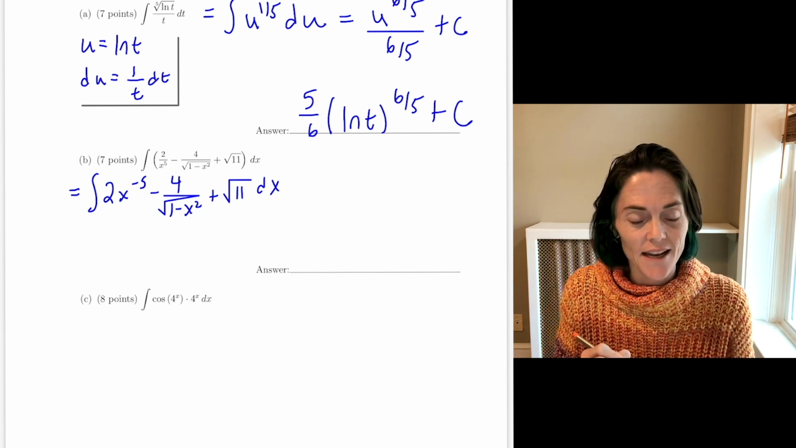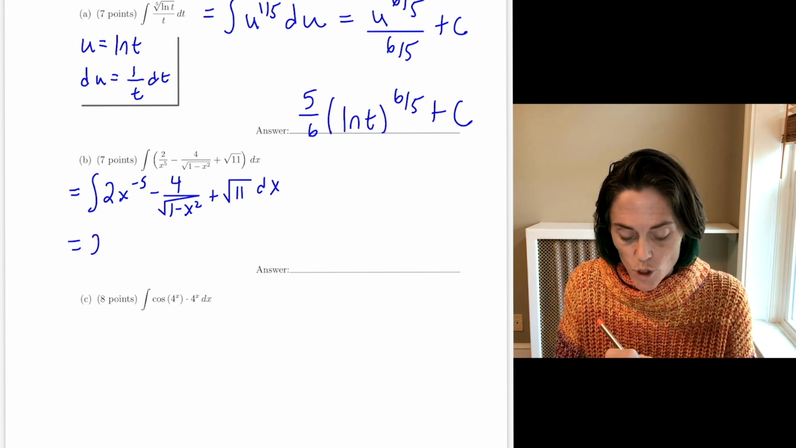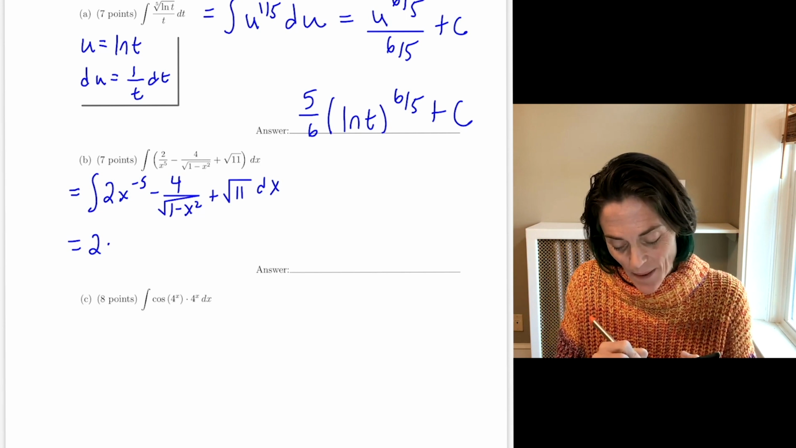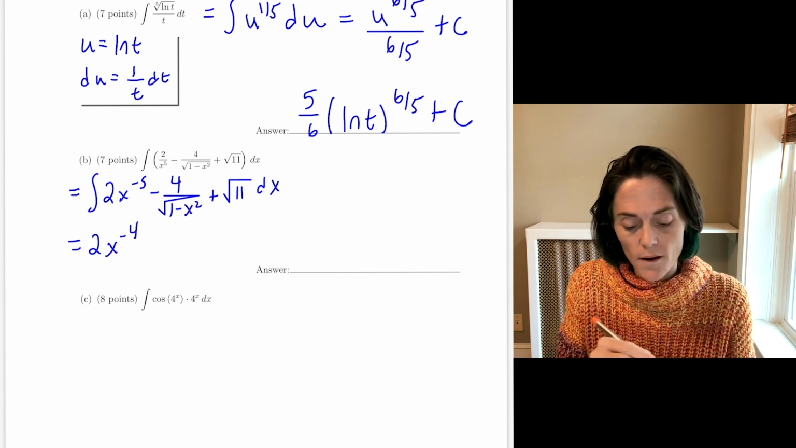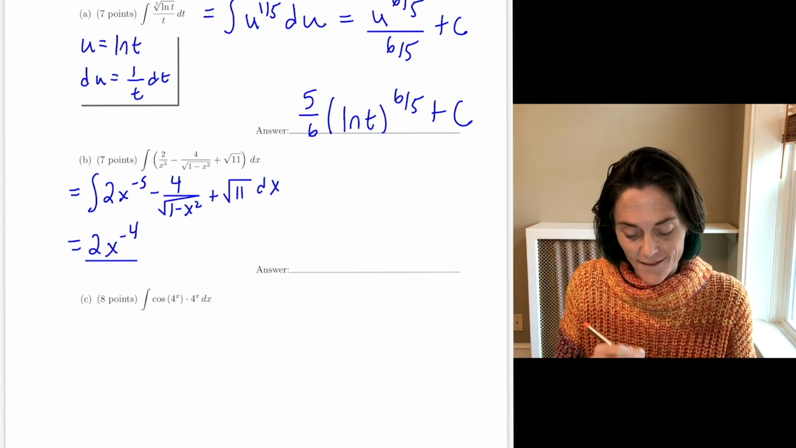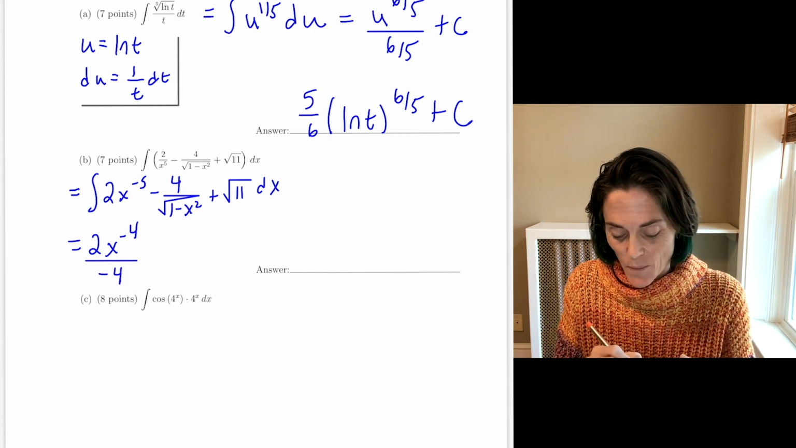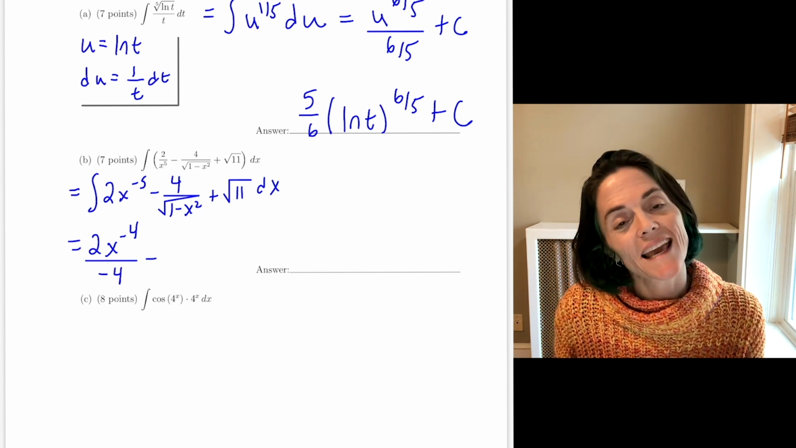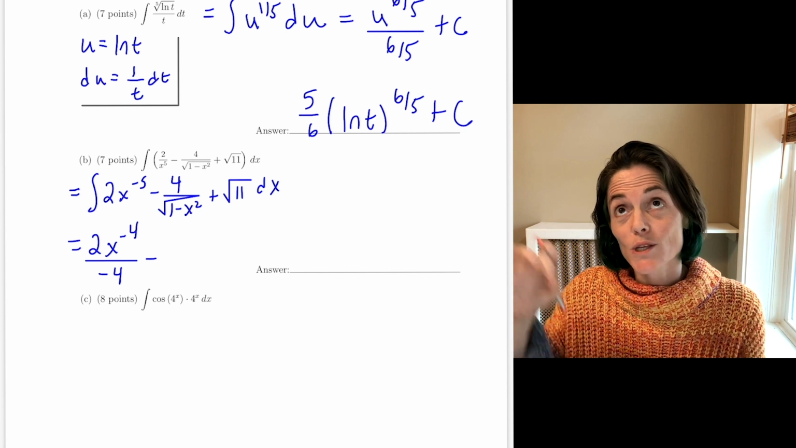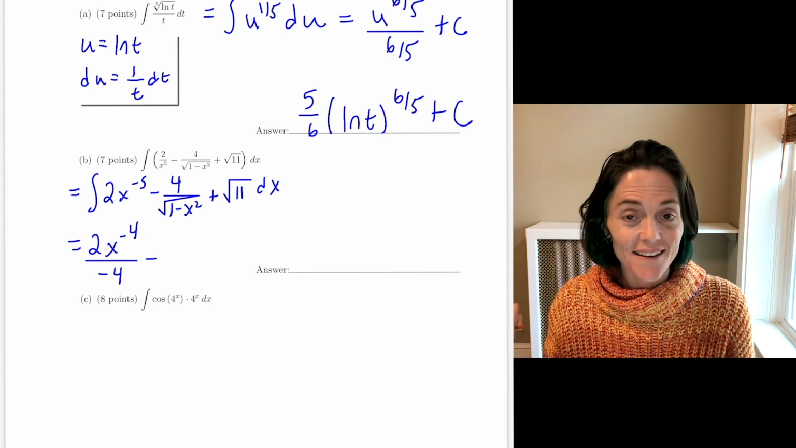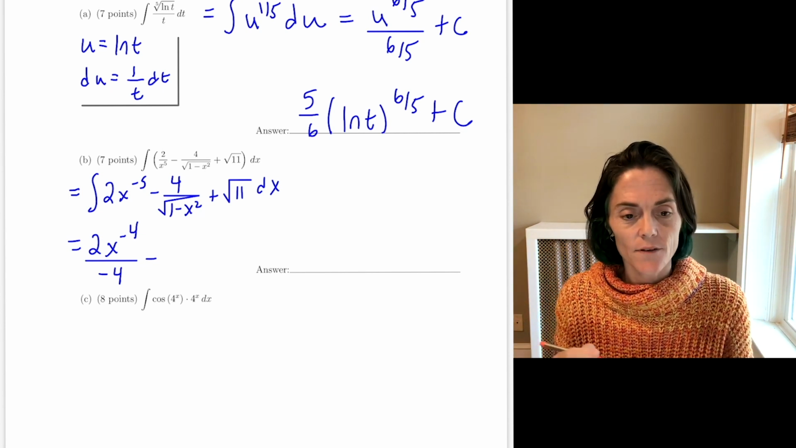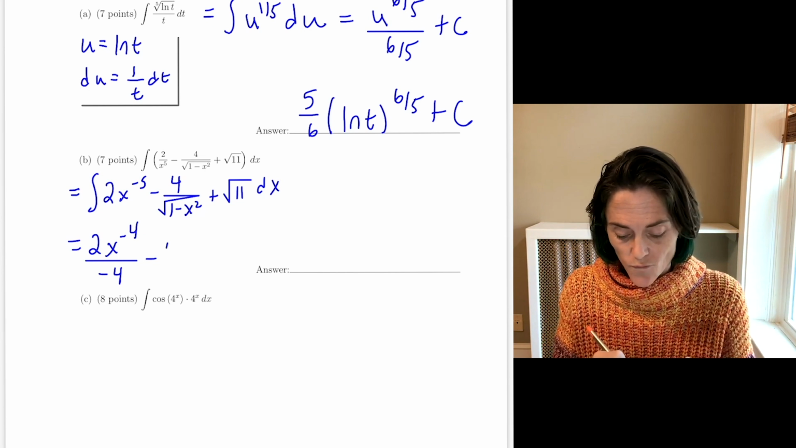Okay, I'm ready to integrate here. First one, power rule. We add a power, minus 4, divide by the higher power. Then we put a minus. What's an antiderivative for 1 over the square root of 1 minus x squared? Well, this is the sine inverse. So we have minus 4 sine inverse of x.